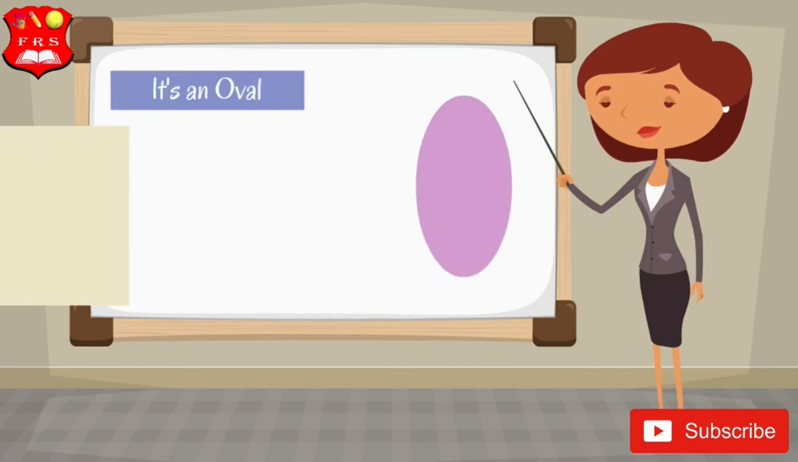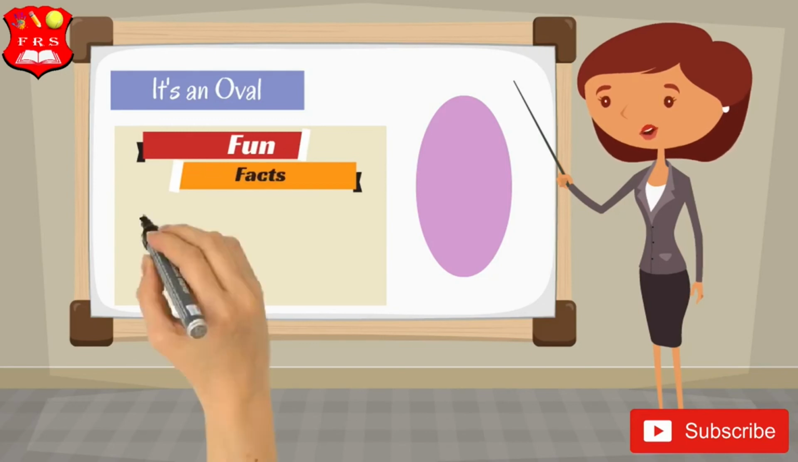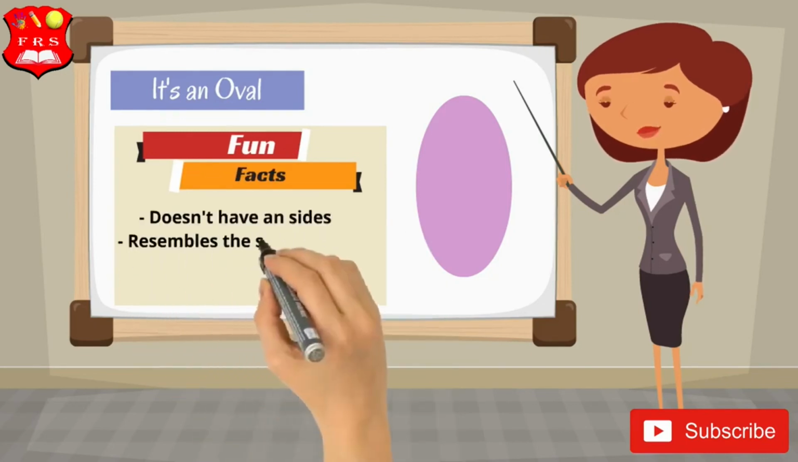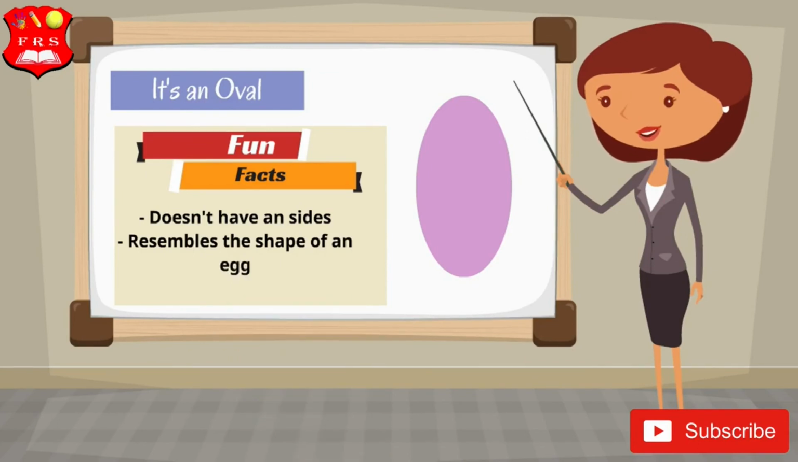It's an oval. Some of the fun facts about an oval are that it doesn't have any sides, and it resembles the shape of an egg. Can you spot the resemblance?